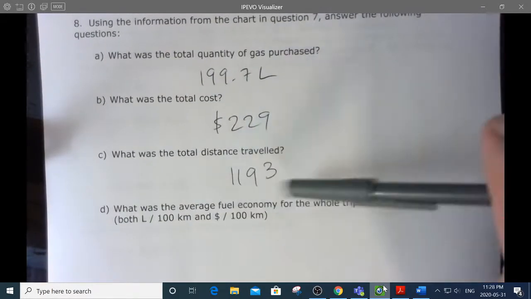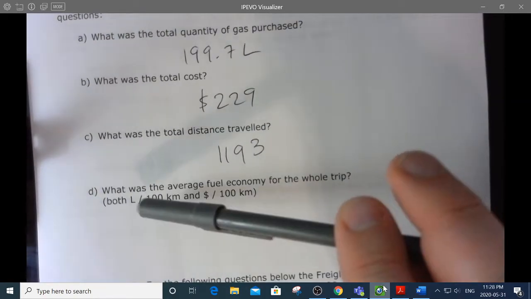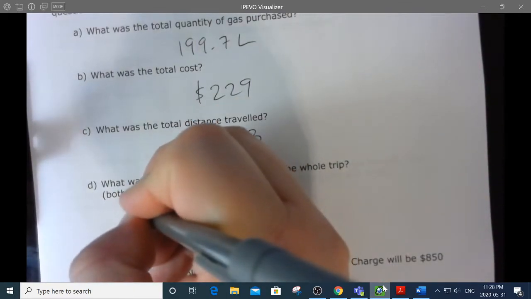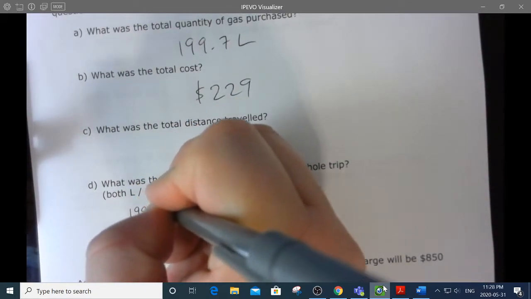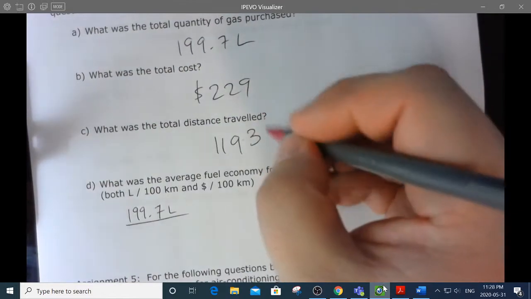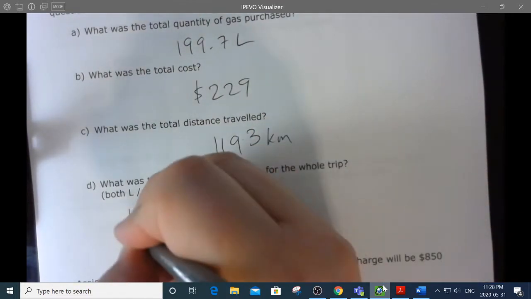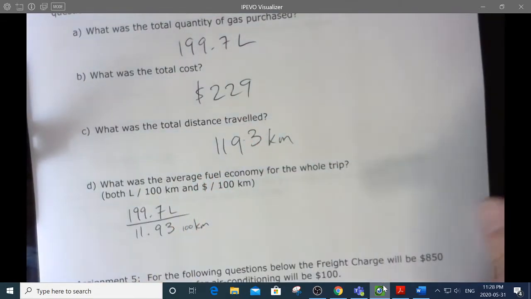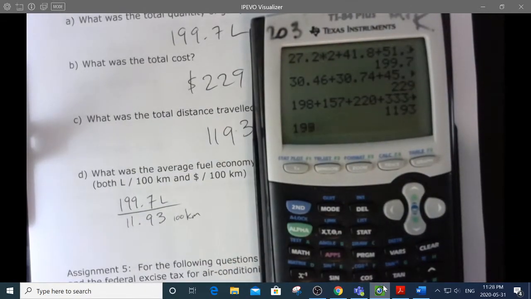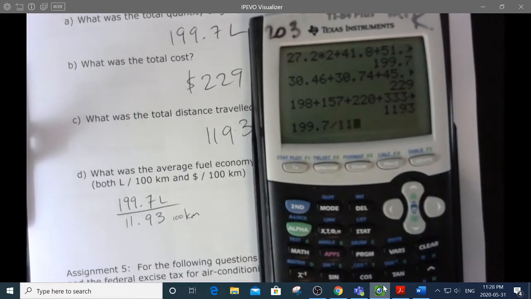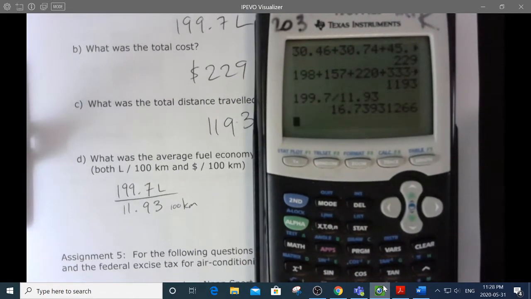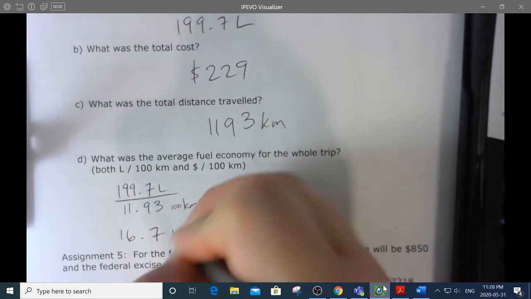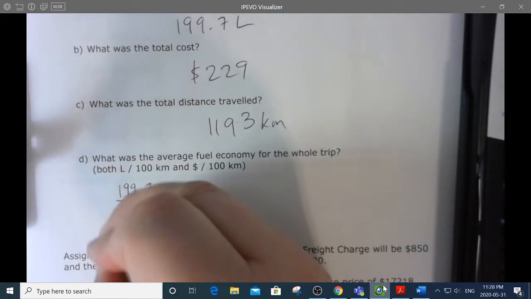And the average fuel economy for the whole trip in liters per 100 kilometers is 199.7 liters, and this is in kilometers, so in hundreds of kilometers that's 11.93 hundred kilometers. So that would be 199.7 divided by 11.93, and that is 16.7. So 16.7 liters per 100 kilometers. So there's my first answer.